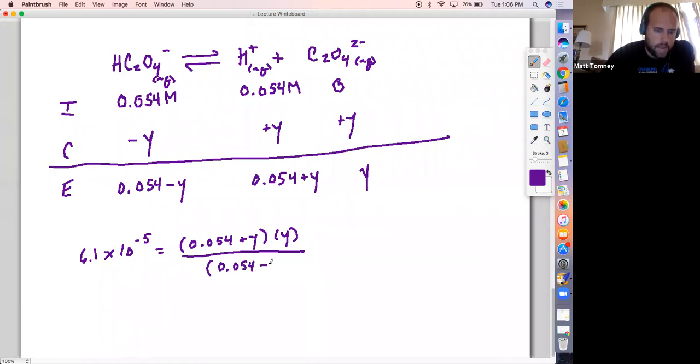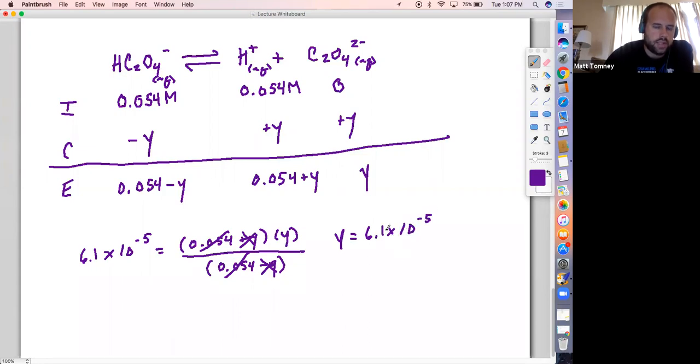0.054 minus Y. Okay. Now, this is becoming a big mess, so I'm going to try the 5% rule again and hope that I can skip out on this. If not, I have to simplify all this and head to a quadratic. So when I make the 5% rule, I can say anything that is plus or minus Y drops out. So let's get rid of plus Y, let's get rid of minus Y. Okay. And when we do that, you now have a value of 0.054 on the top and the bottom. So that's nice because these then can also drop out with one another, right? And that means that Y will simply be equal to 6.1 times 10 to the minus fifth.